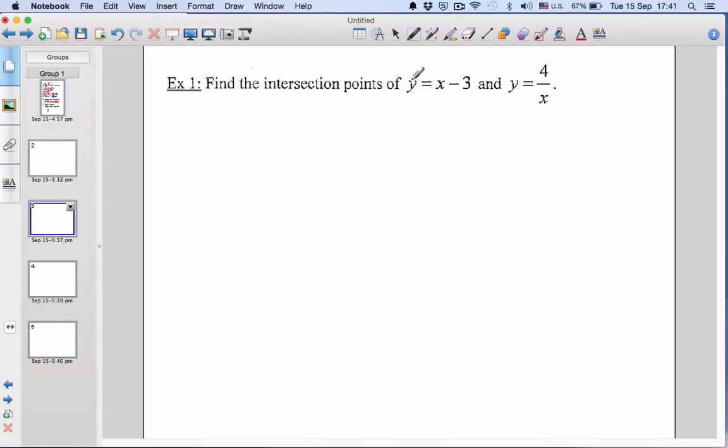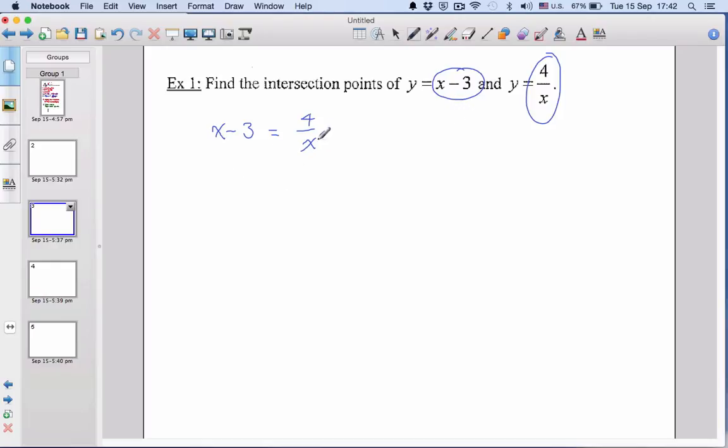But nicely, this function is in terms of x, right? Y is equal to x minus 3 and y is equal to 4 over x. So this is y and this is also y, and those y's should be the same. So I'm going to set those two equal to each other. And when I solve for x, the x values should give me the coordinate of the intersection.